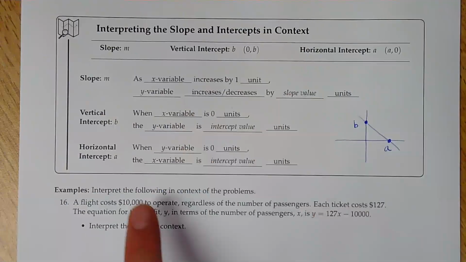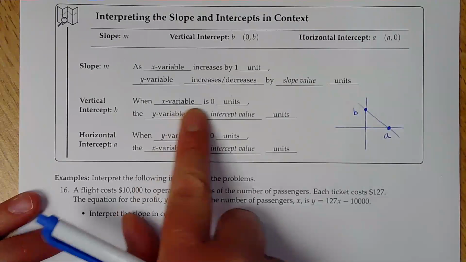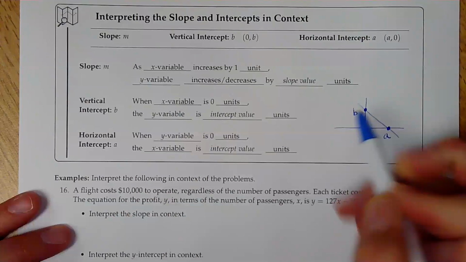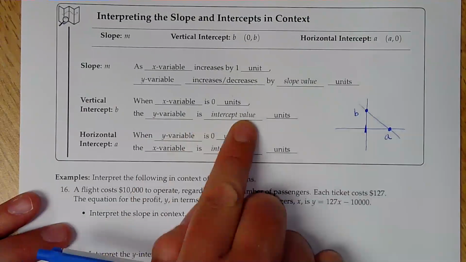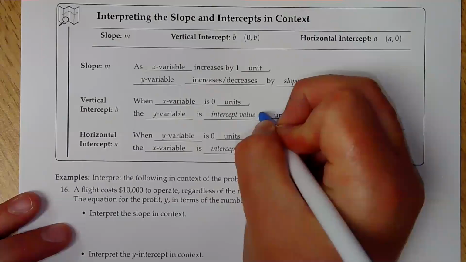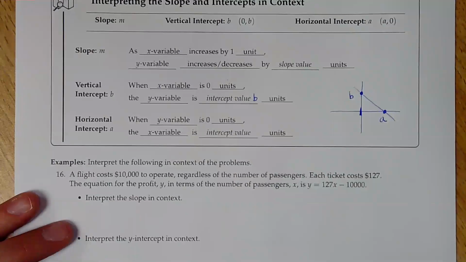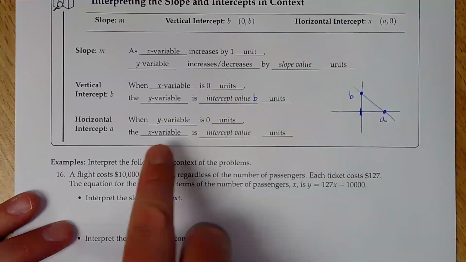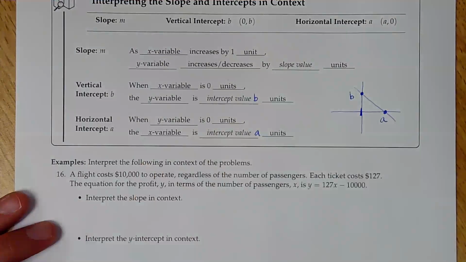For our vertical intercept, the explanation is when your x variable is 0, okay, which is true, right? x is 0 here. Whatever our y variable is equal to b units. So this is really our b. And then similarly, the horizontal intercept: when our y variable is 0 units, the x variable is whatever a is, units. So let's give this a try.